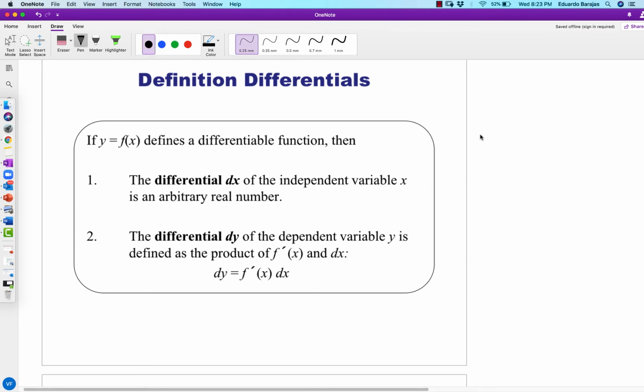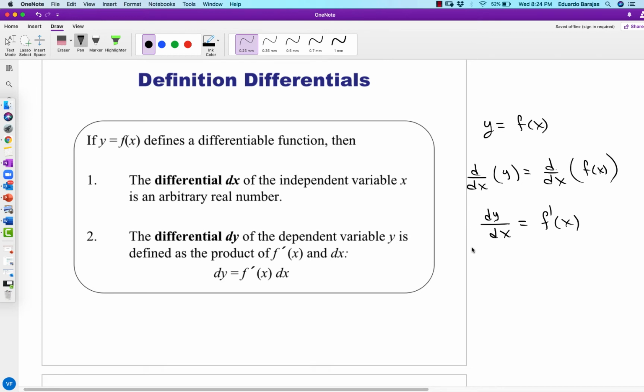We can think of it this way. Let's say we had y equals some function f of x, and we want to take the derivative with respect to x on both sides. So d/dx of y and d/dx of f of x. Good. This is just dy/dx, which equals f prime of x, assuming that f of x is differentiable.